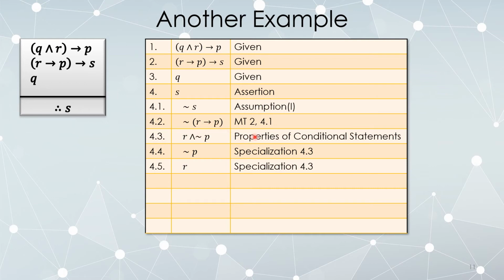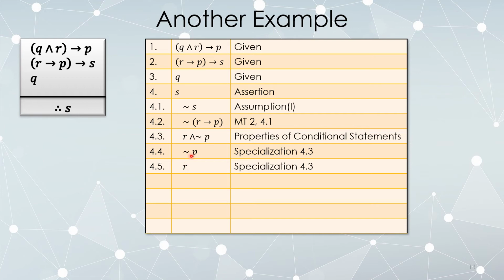Okay. I can also rely on properties of conditional statements. The negation of a conditional statement is logically equivalent to a true hypothesis and false conclusion. This should be referring to line 4.2. I think it simply got cut off. Apologies for that. Now that I have a conjunction, I can specialize it. I get this and that by specializing line 4.3.